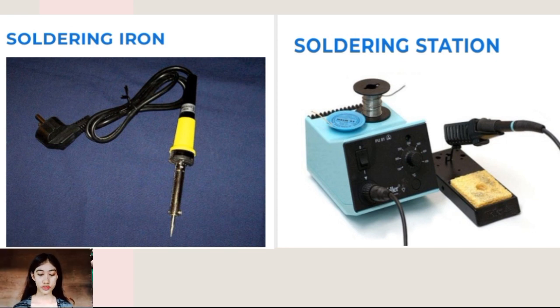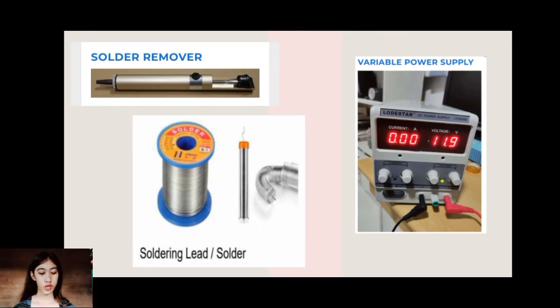Soldering station. Dito po nilalagay or isinasaksak ang soldering iron. Solder remover is used to desolder the component by melting the solder out of the joint, which is helpful for troubleshooting, repair, and replacement. For soldering lead or solder, ito po yung tinutunaw ng mga soldering iron. And for the variable power supply, is a controller that electricians use to test the voltage in a project.